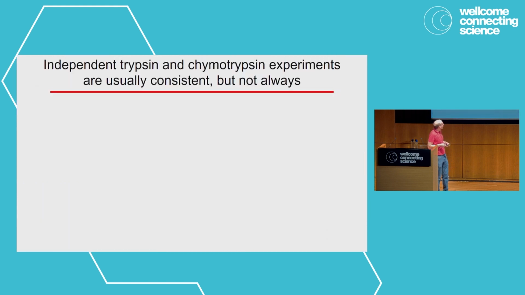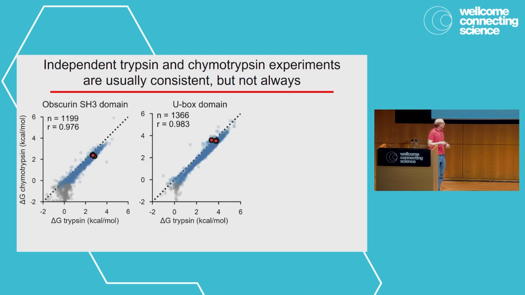OK, so I showed you that this really works a lot of the time, but there really are limitations to this method that we want to improve in our next work. Like I said, most of the time we see really consistent measurements between trypsin and chymotrypsin. And so I'm showing two examples of well-behaved domains.